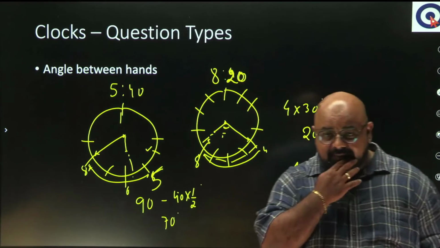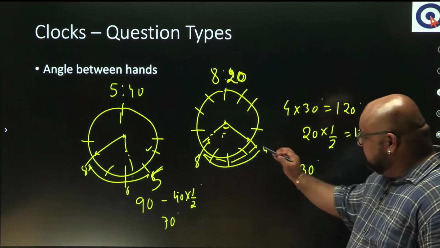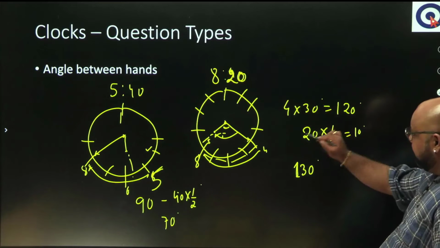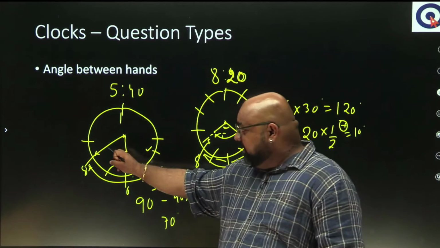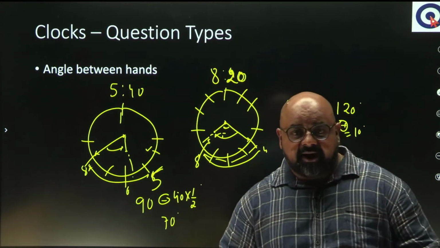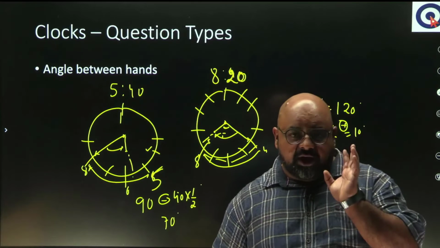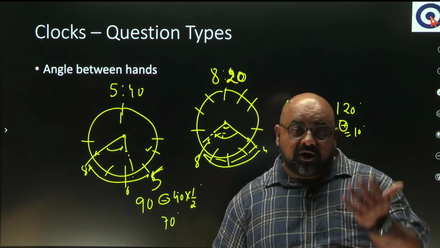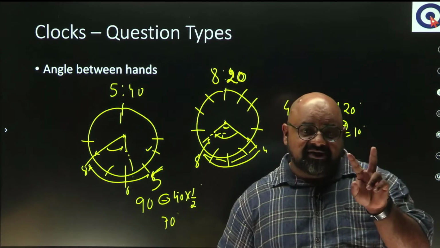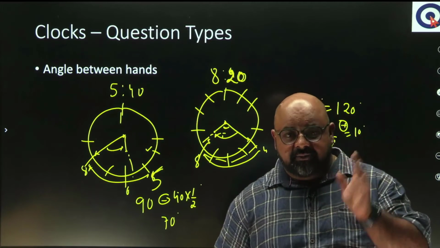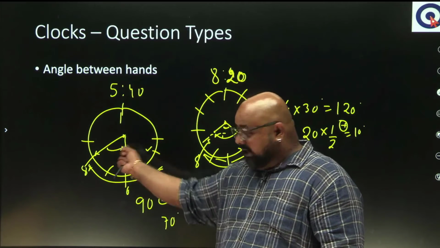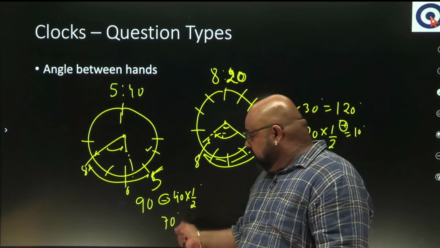If you are going from the minute hand to the hour hand in the clockwise direction, you will add. I added here. If you are going from the minute hand to the hour hand in the anti-clockwise direction, you will subtract. What to add or subtract? The number of minutes into half, that is to be added or subtracted, and to what value? The two numbers that are given in time. 8:20 means 8 and 4, 5:40 means 5 and 8. So just take that difference, multiply it by 30. So 5 and 8, a difference of 3, 3 times 30 is 90. Anti-clockwise, minus 40 into half gives me a 70.